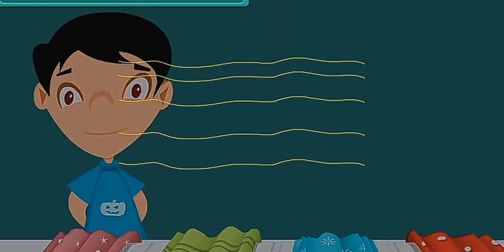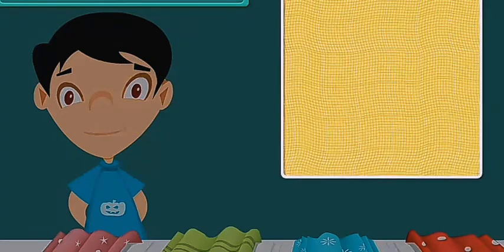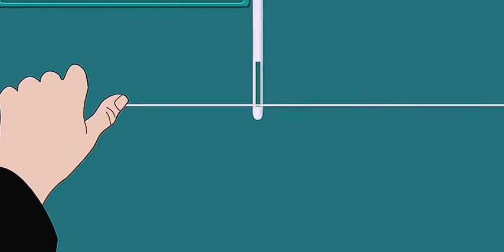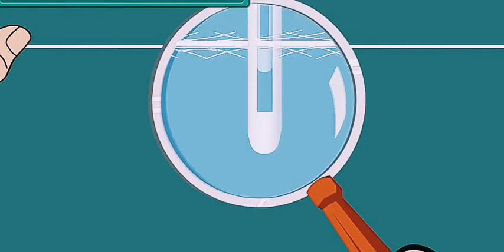To understand this, take a piece of fabric. Take out a yarn from it. Now press one end of the yarn with your thumb. Scrub the other end of the yarn along its length with a needle. You can see that the yarn splits into thin strands. These thin strands are fibers.